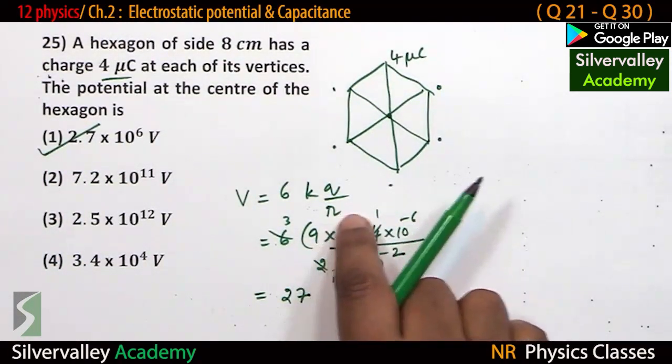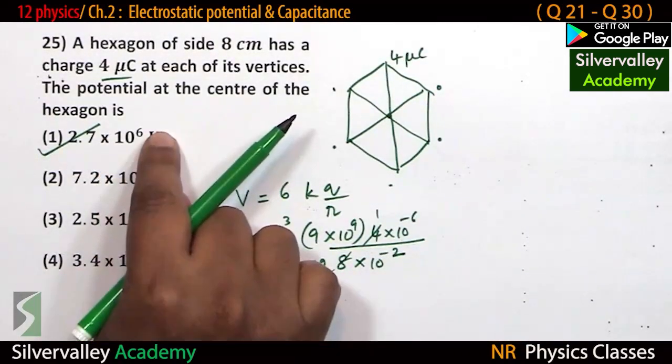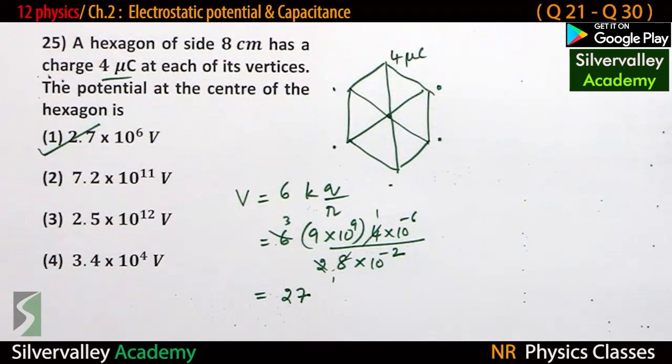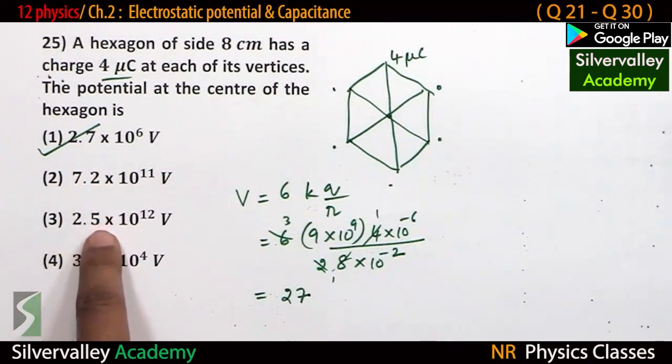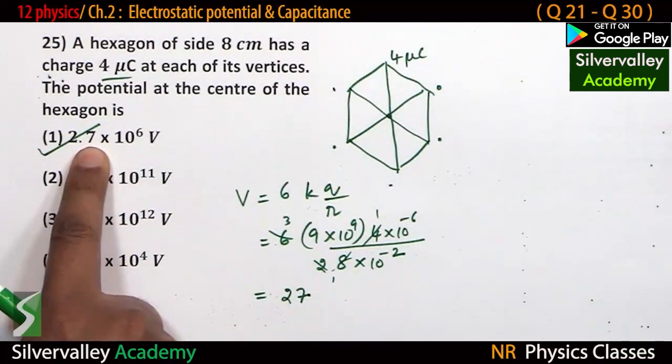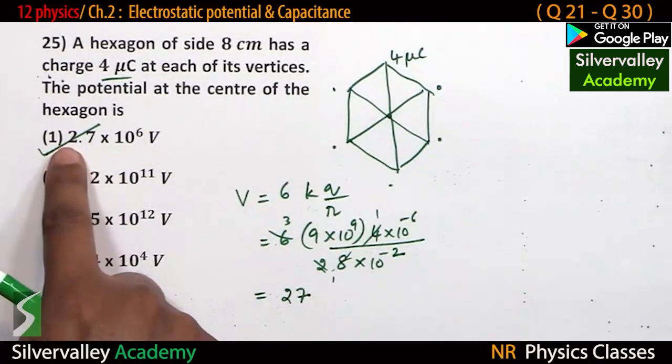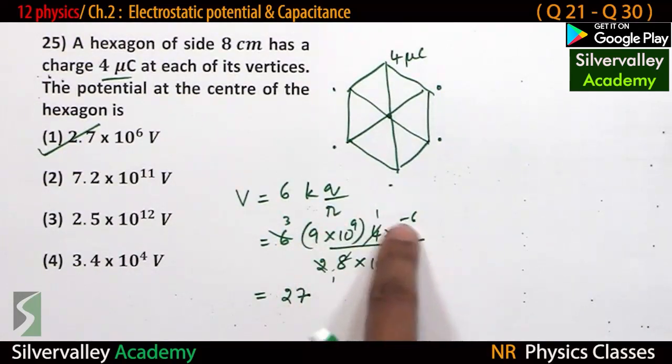You can check the 10 powers. That turns out to be 10 power 6. We can use this trick only when only one option has 2 and 7. If more than one option has 2 and 7, then we have to simplify this carefully. Okay.